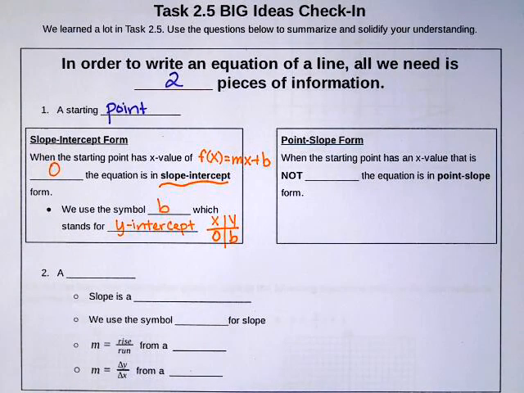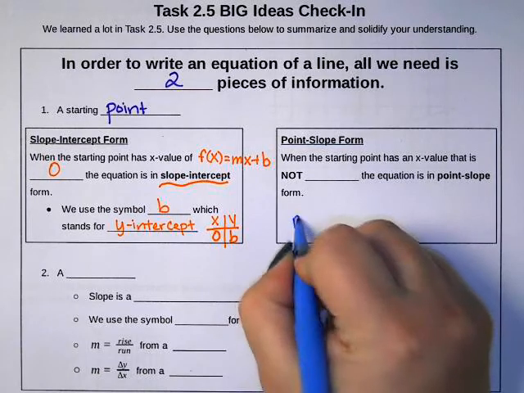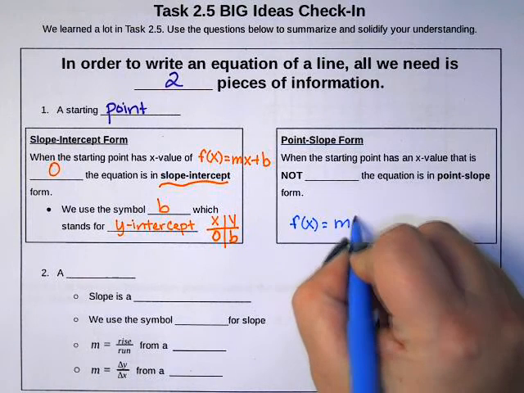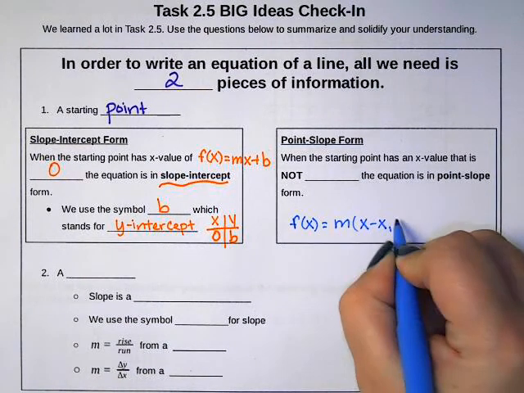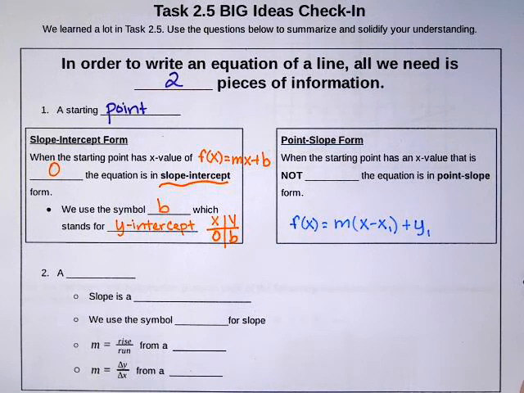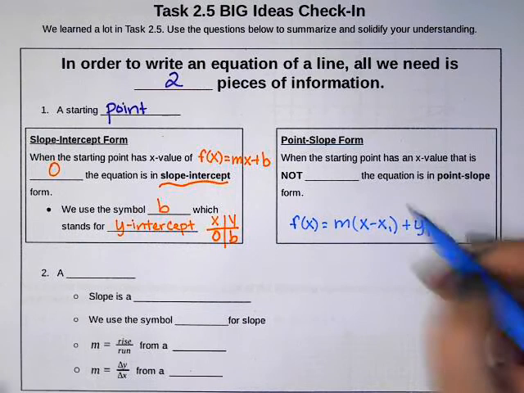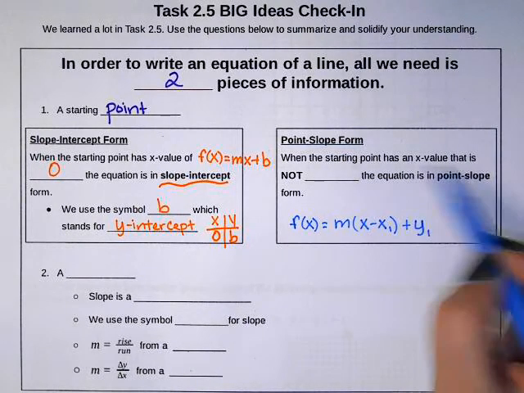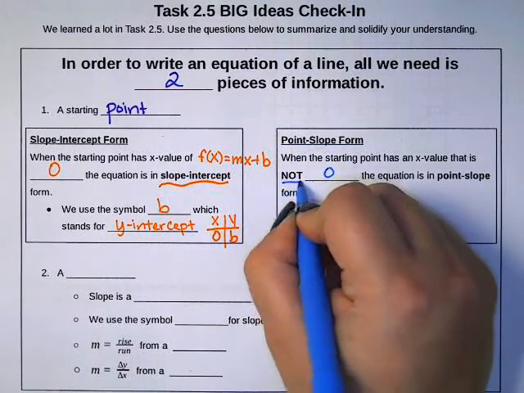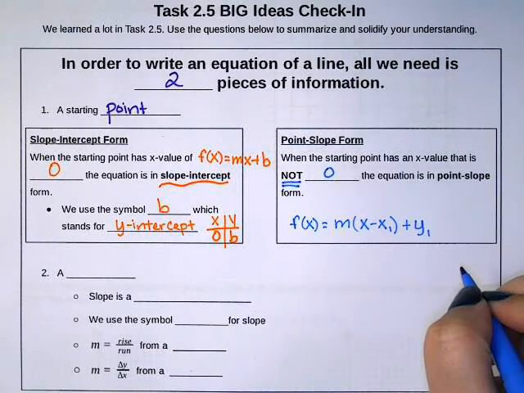Alright, then we also have point-slope form. So point-slope form, remember, is f of x equals m times x minus x1 plus y1. It looks really scary, but we know that it's not. It's the same thing we've been doing. So we use point-slope form when the starting point has an x value that is not 0. So any other number that the table starts at, we're going to use point-slope form instead. Okay?